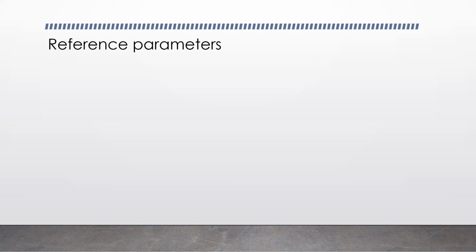The second, which you may actually end up using more, is the idea of a reference parameter. Let's say we have a model of a paper airplane flying through the air, and we calculate in 10 millisecond increments the path of this paper airplane.